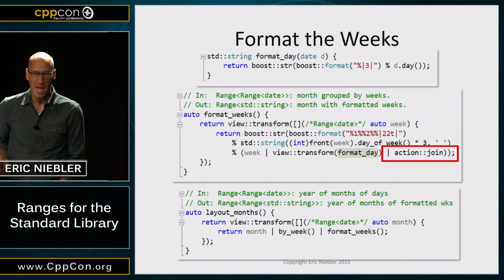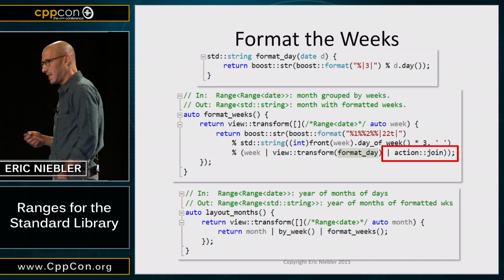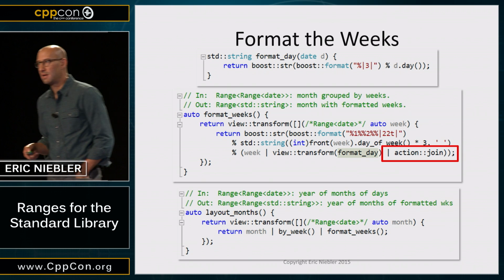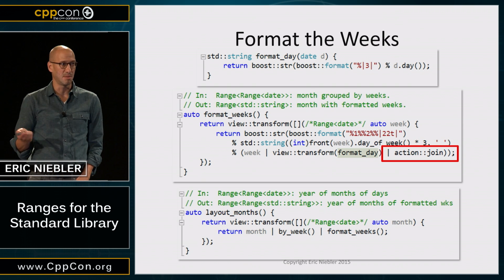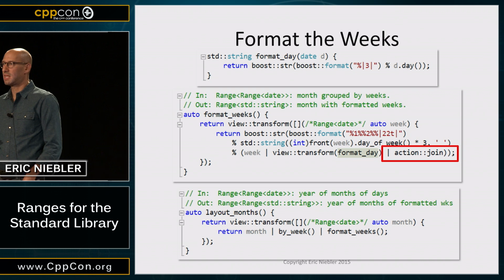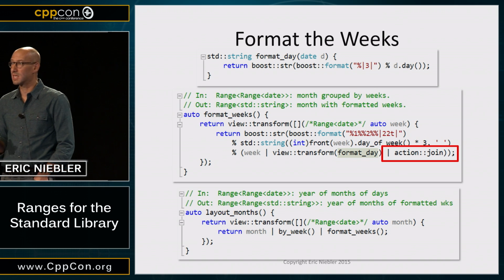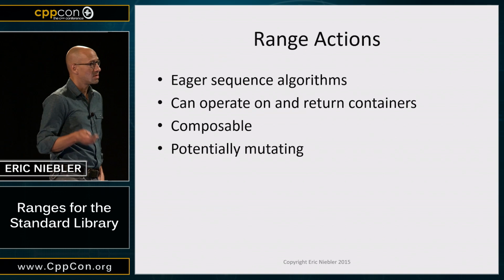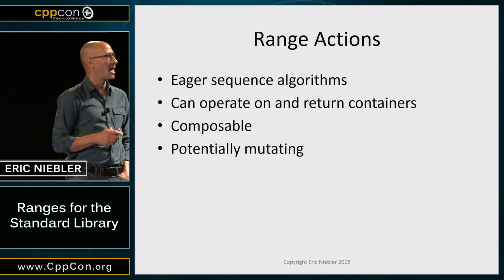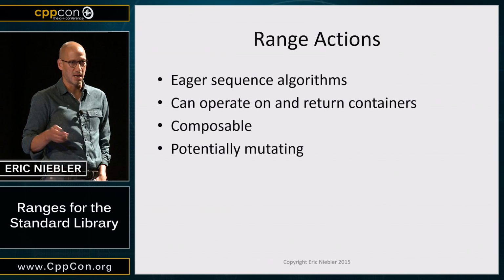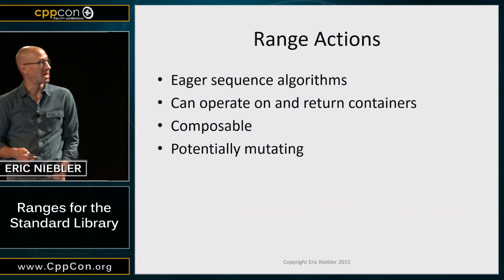So let me go back and talk about action join. We've been talking so far about lazy view operations, and like I said, I didn't use a lazy operation. I could have used concat here, but instead I used something that operates eagerly and actually does allocation, returns a container. So it's a totally different class of operations than the views. Actions are eager algorithms that operate immediately, and they can operate and return containers.